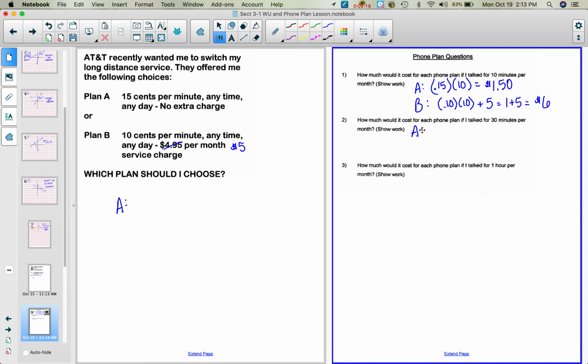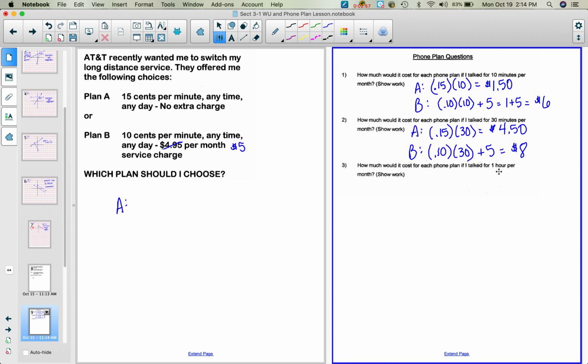So part number 2, how much would it cost for each phone plan if I talked for 30 minutes? Well, for Plan A, 15 cents times 30, and I don't mind if you use your calculator, or you can think of $1.50 times 3, really. So we're going to get $4.50. But for Plan B, it's going to be 10 cents times 30, so that's $3 right there, plus 5. So I'm going to pay $8 for Plan B. So I'm still better off with Plan A over Plan B if I talk 30 minutes a month.